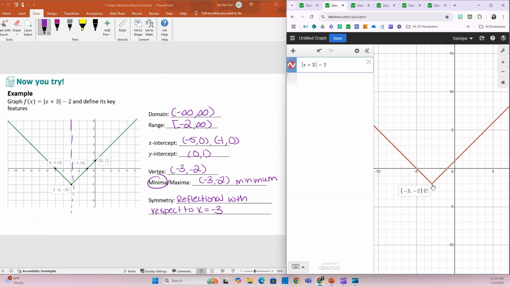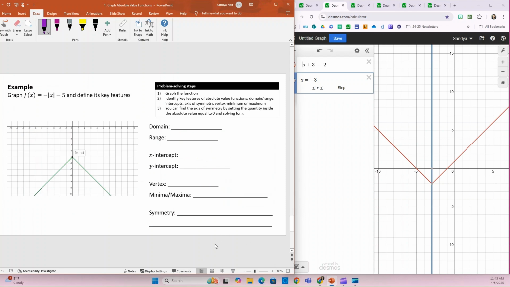The vertex is this corner point right here. You can see it's at (-3, -2). And since this graph opens up, that is a minimum value. It has then reflectional symmetry with respect to x equals -3, because we can see that that is the axis of symmetry of our graph.